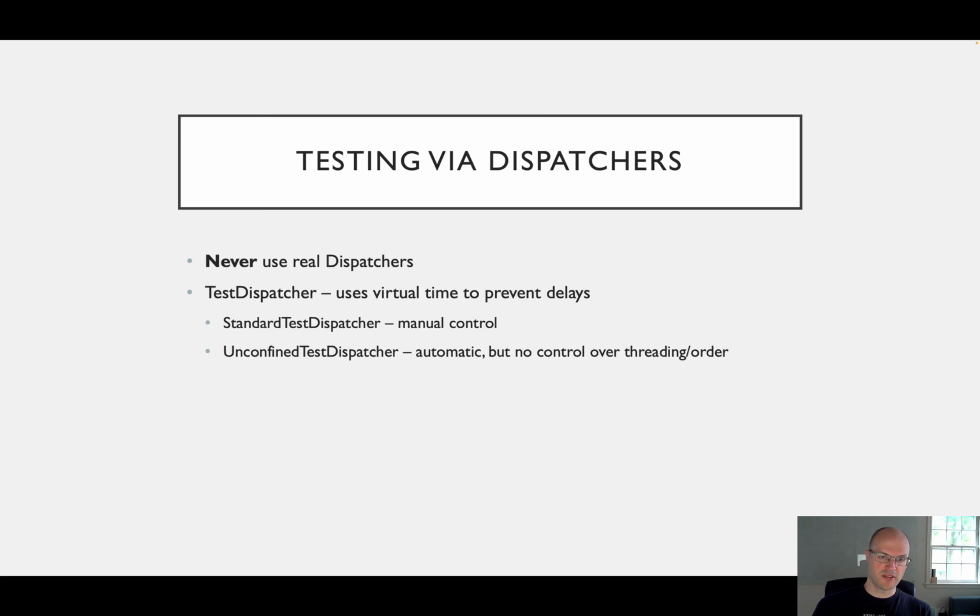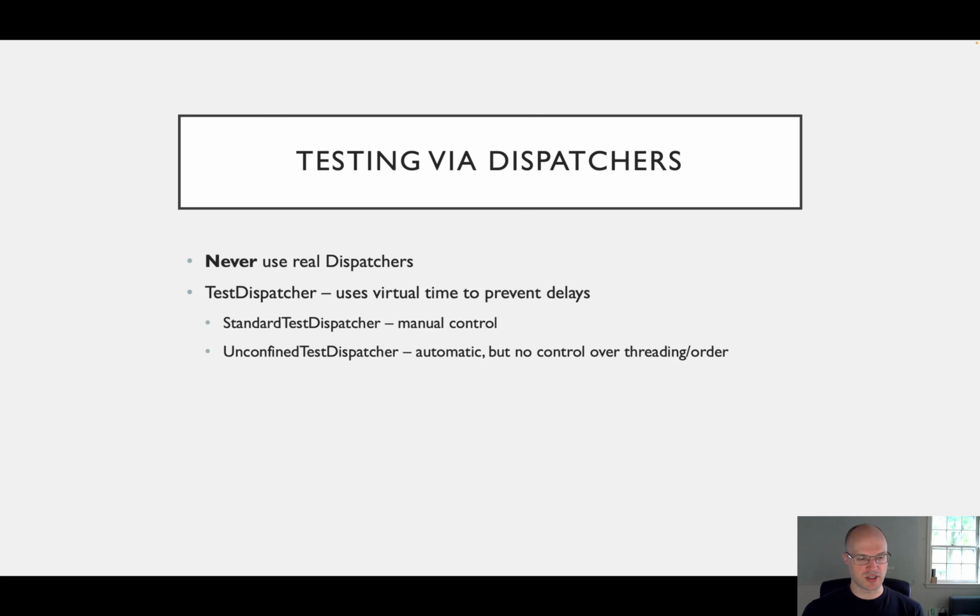The other option you have, this is finally coming back, the unconfined test dispatcher. This is, again, the sort of greedy, I-don't-care dispatcher. So it will run things automatically. You can just give it a coroutine and it'll run it, but as a consequence, you will lose all control of threading and order. So you might have to worry about that reliability that I was just talking about.